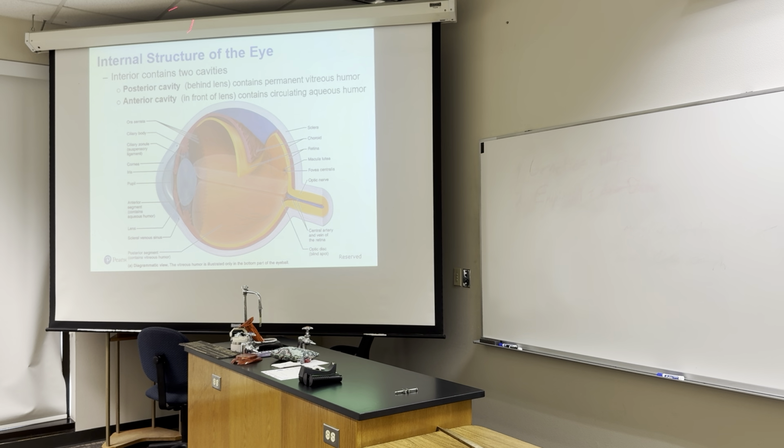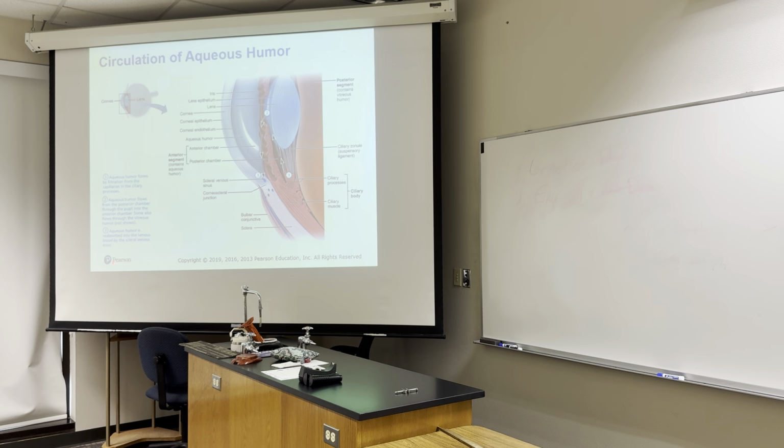Okay, so we know that when we were talking about the eye, and also whenever we did the cow eye dissection, we saw that there are two cavities. One cavity is posterior to your lens and one is anterior to your lens. Anterior to your lens, what do we call it? Anterior cavity. And posterior to your lens? Posterior cavity. So in the anterior cavity, what type of fluid do they have? Aqueous humor. And the posterior cavity? Vitreous humor. Very good.